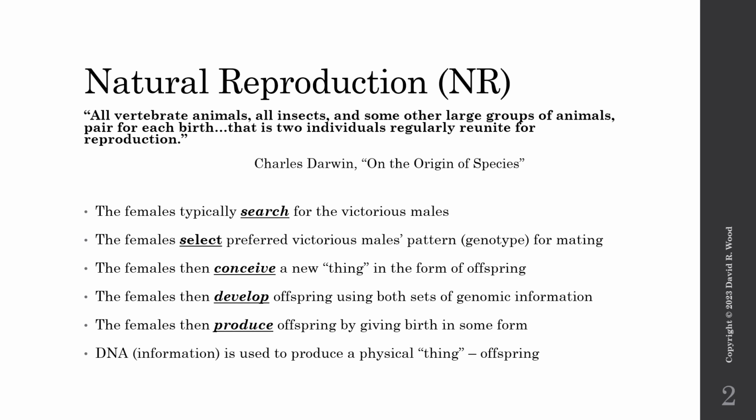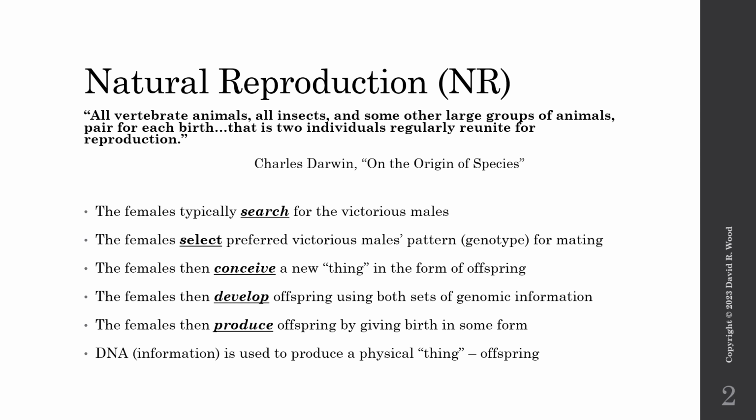Natural Reproduction, NR. Quote: "All vertebrate animals, all insects, and some other large groups of animals pair for each birth. That is, two individuals regularly reunite for reproduction." End quote. Charles Darwin, On the Origin of Species.